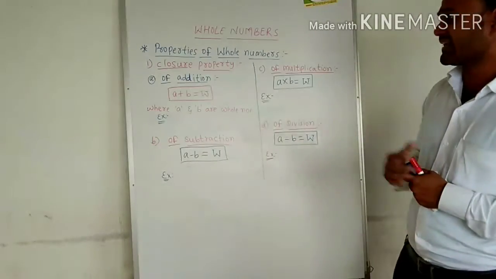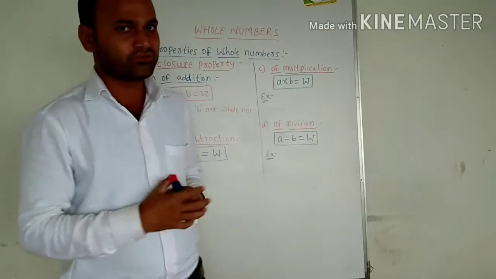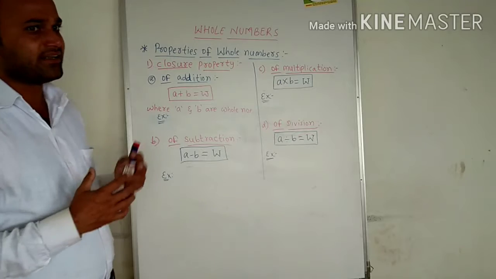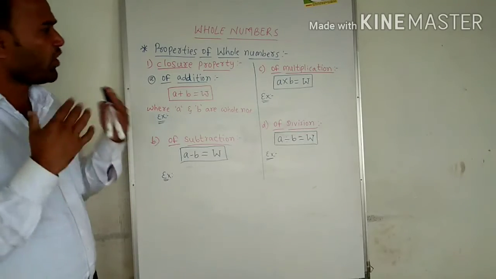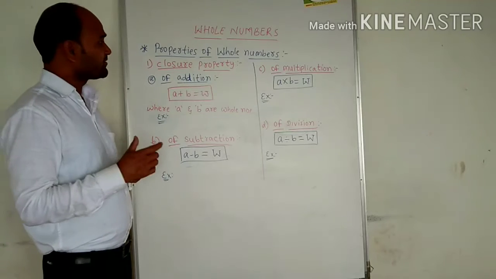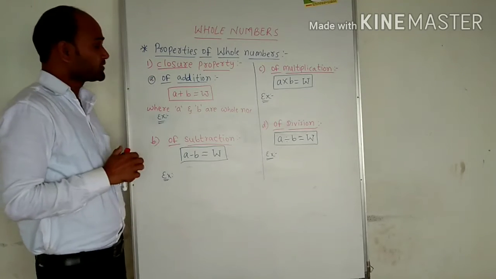Firstly, we can see the closure property, then the commutative property, associative property, distributive property, then additive identity and multiplicative identity. All these things we can see further. Before that, we are starting with the closure property. What is the closure property?